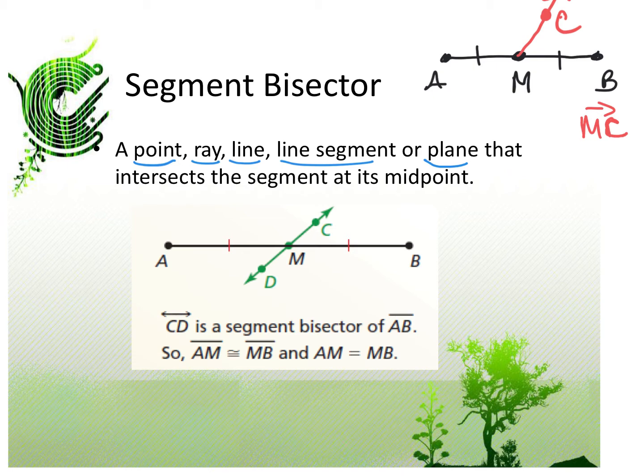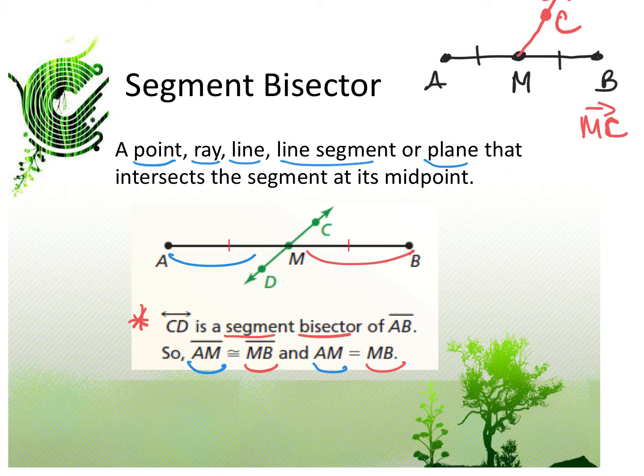So remember, when something has been bisected, you're splitting that segment into two parts that are now going to be equal. So as soon as they tell you that you have a segment bisector, know that the two sides on either side of that bisector are now going to be equal parts. So here I could state that AM is going to be congruent to MB, or you could also say that it's equal to MB.